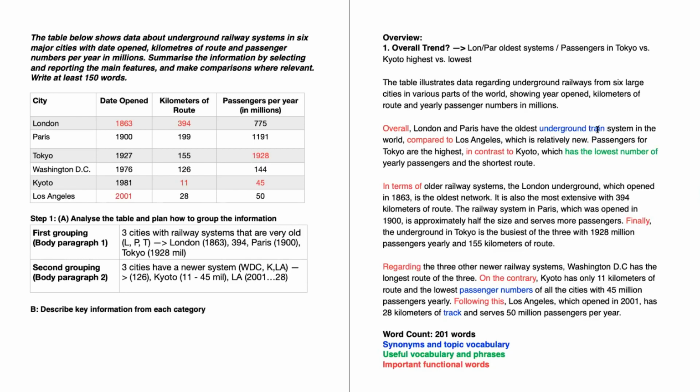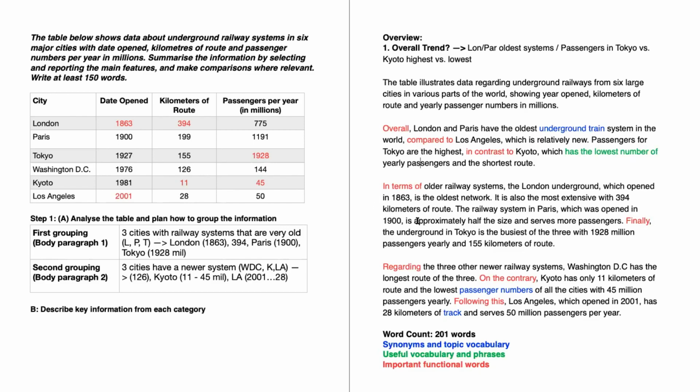And of course, I have underground train here. Instead of saying underground railway, I've had a synonym here, underground train, which is the same thing, but would just show the examiner that I have brushed up on my synonyms and my vocabulary. And of course, useful vocabulary has the lowest number of. In general, anything with comparison and contrasting or superlatives is going to work really well with a table question, so make sure that you have brushed up on those.